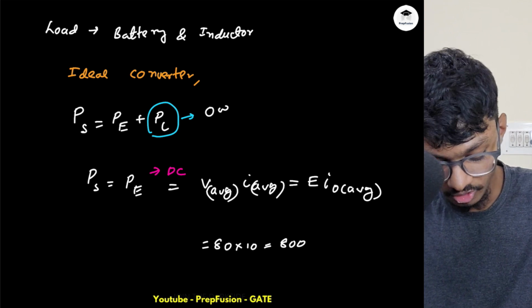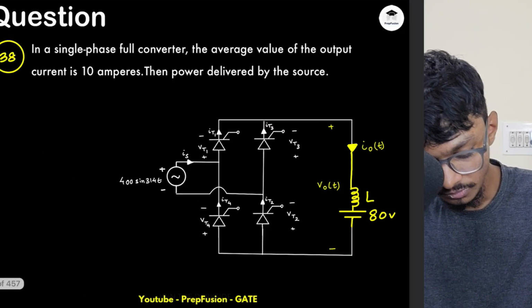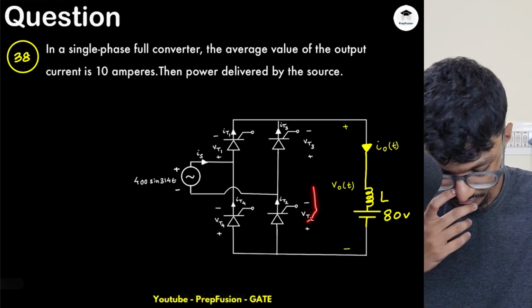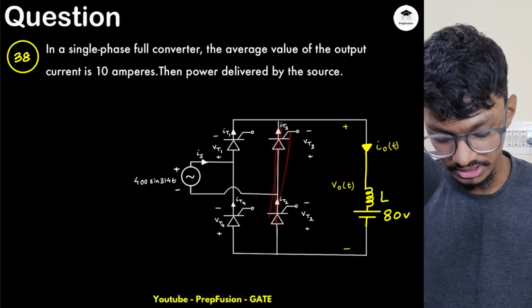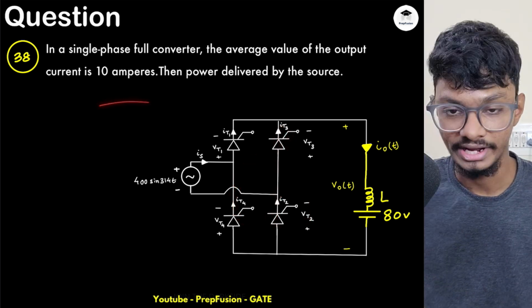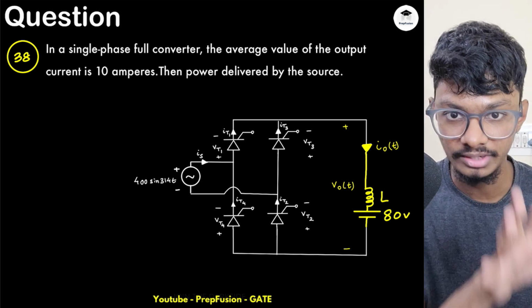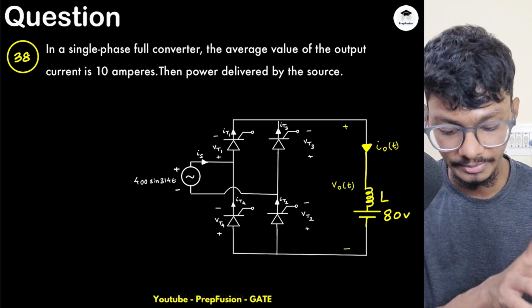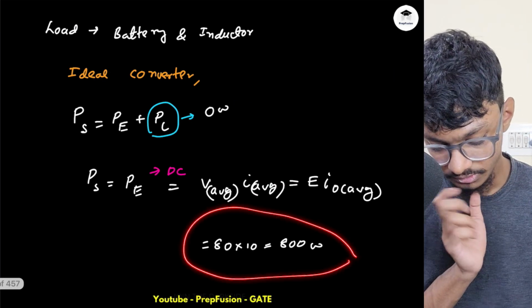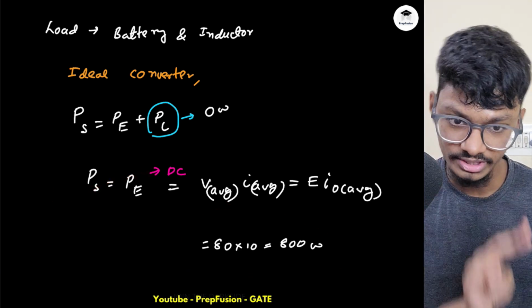So I cannot comment about the continuity or discontinuity. I can obviously comment on those things if I am able to find the average current or the average output voltage, right? They haven't told me any firing angle or such things. So I am not able to comment about the continuity, but what I am able to comment on is that the power consumed will definitely be 800 watts.